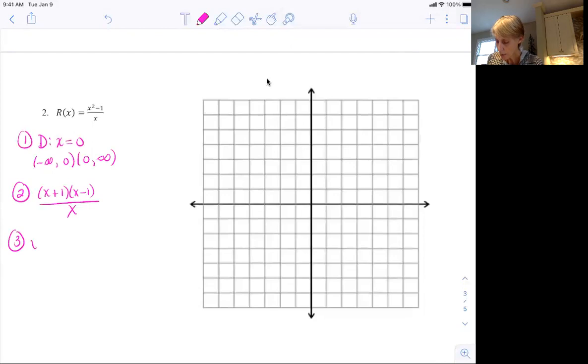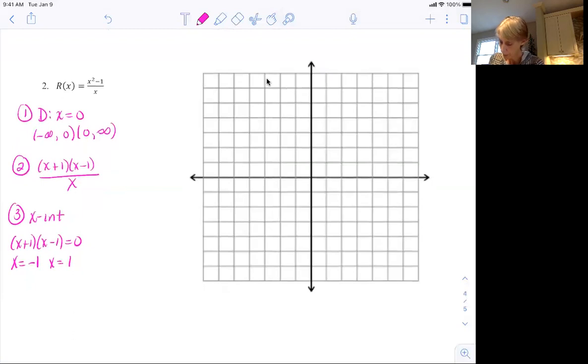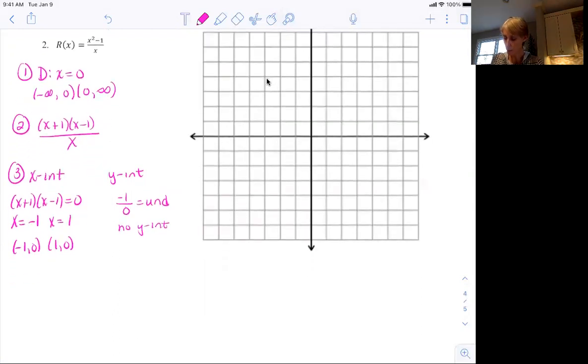X and y intercepts. X-intercepts: set the numerator of your simplest form equal to 0. I'm going to have an x-intercept at -1 and an x-intercept at 1. My y-intercept: I plug in 0 for x, and since I'm going to get a 0 in the denominator, it's undefined, which means there's no y-intercept. Just take what you find, and we're going to put it together at the end.